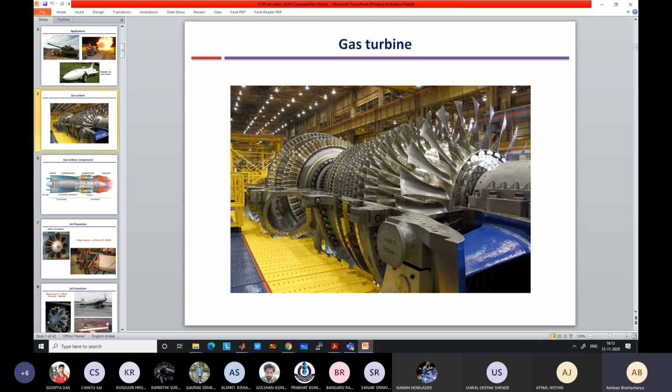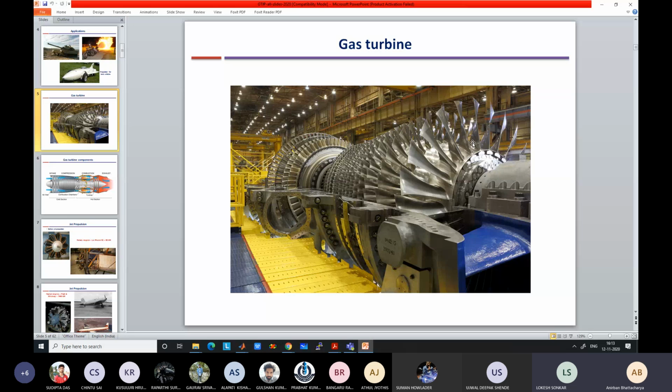Say I have 15 compressor stages, each of them mounted on the same shaft. Can you foresee some problem? Some problem is there. Sir, unbalancing of the ground.